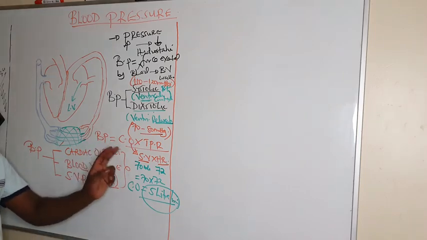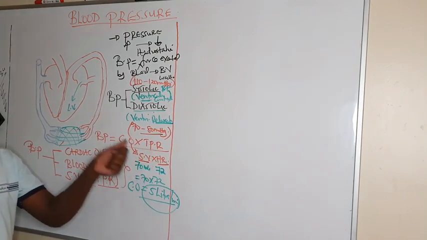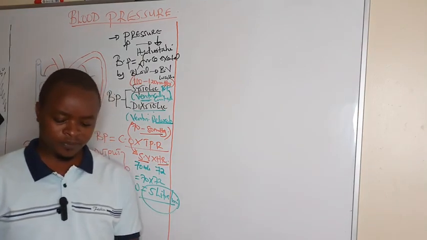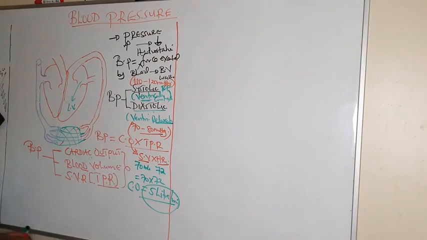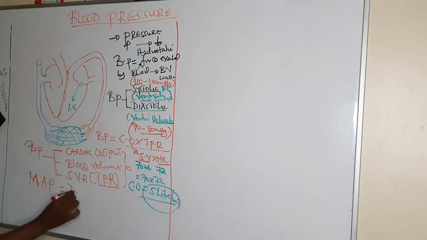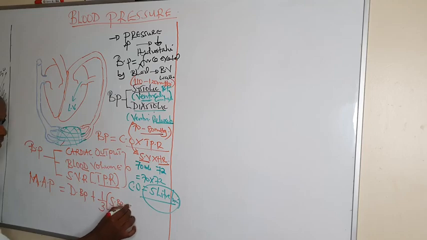So we are going to see how stroke volume, heart rate, and peripheral resistance affect the blood pressure. But before we go to the effect of them, there is another term which we use, which we call mean arterial pressure. Mean arterial pressure is equal to the diastolic blood pressure plus a third of systolic blood pressure minus diastolic blood pressure.